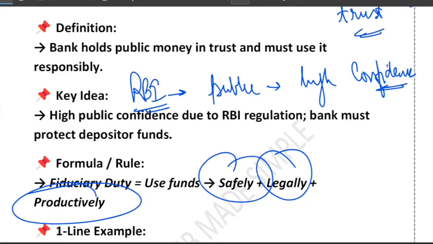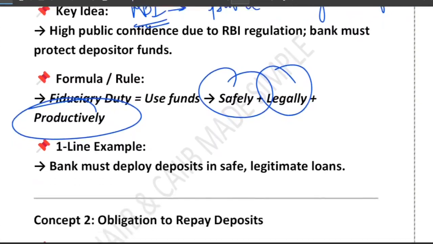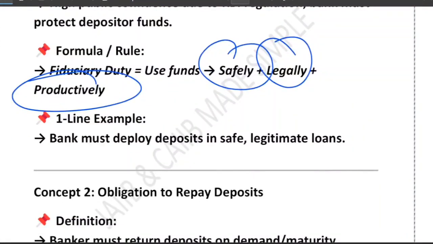So that is the point, that a bank holds public money in trust. And the bank must use people's deposits safely, legally, and only for productive purposes, right? One example they have mentioned is that the bank must deploy deposits in safe, legitimate loans.